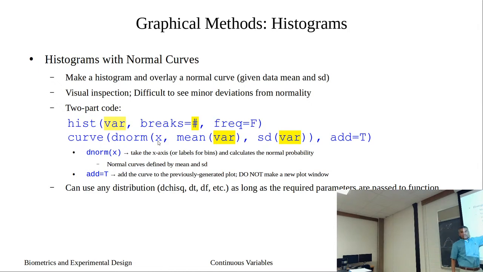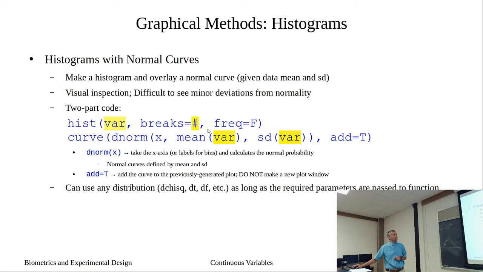We're using x, all right? But what we do have to do is calculate the mean of our variable and the standard deviation of the variable. So just like the rnorm that we just ran, we have to give it a mean, we have to give it a standard deviation. And instead of calculating and typing in the numbers, we're just going to feed mean of our variable and SD of our variable right into the function. All right, so this is dnorm parentheses, x, and then the mean of our variable, SD of our variable, close parentheses, comma, and then add equals T.